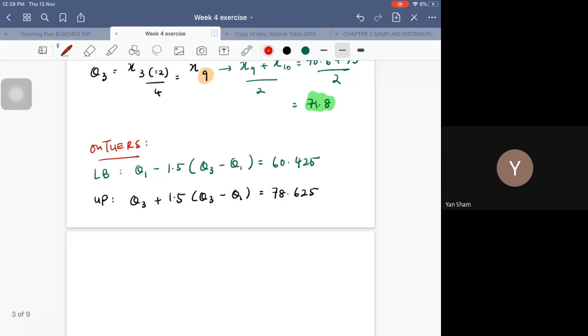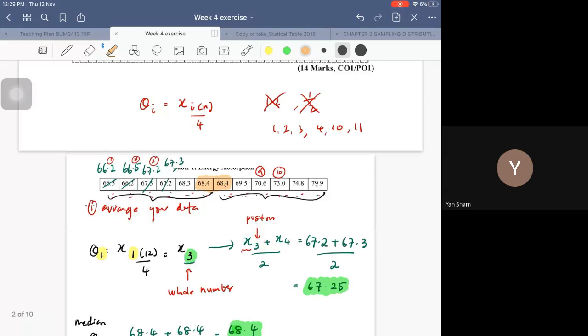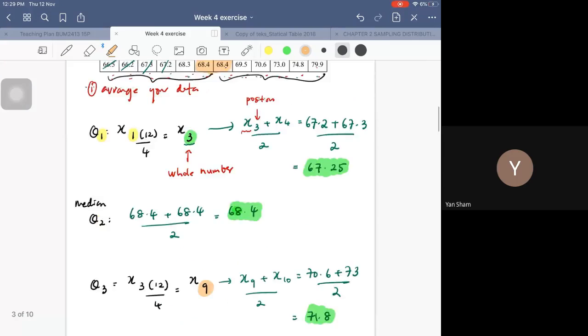So a point is going to be considered an outlier if it is smaller than our lower bound value, which is equal to 60.425. If there is any data point which is less than this value, it's going to be considered an outlier, or any value which is greater than our upper bound, which is 78.625, is also going to be considered an outlier. So now let's see if we have any value that is less than 60.425.